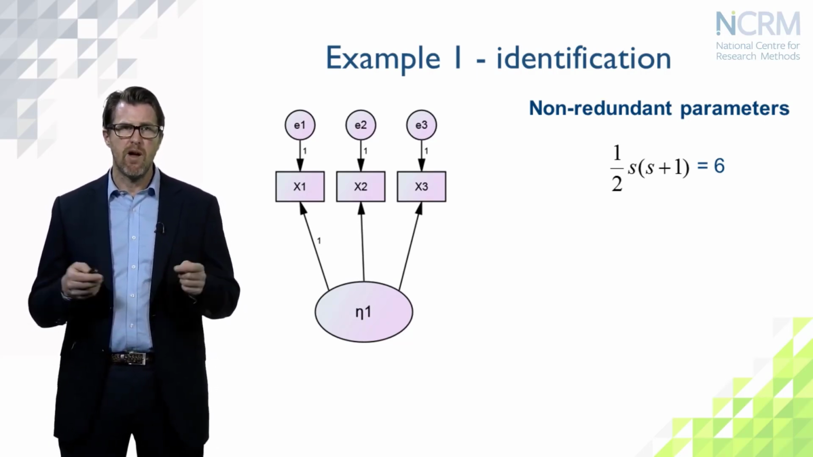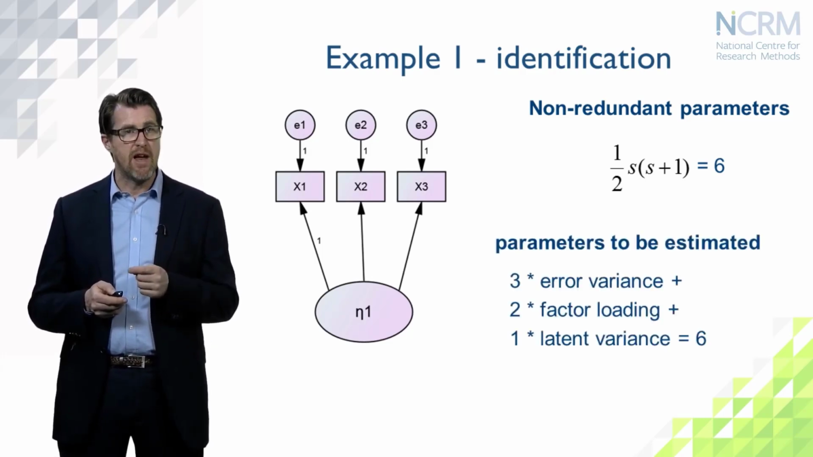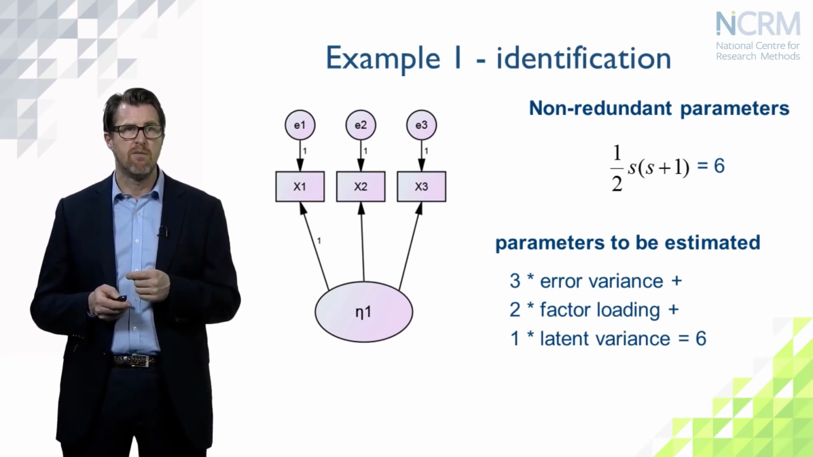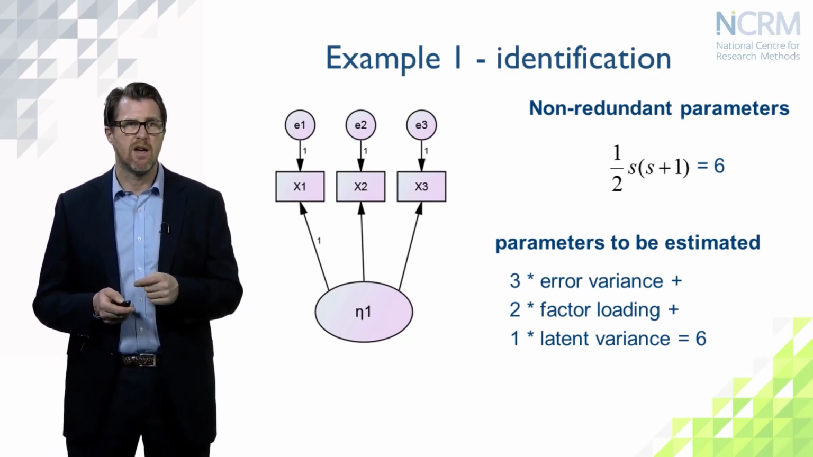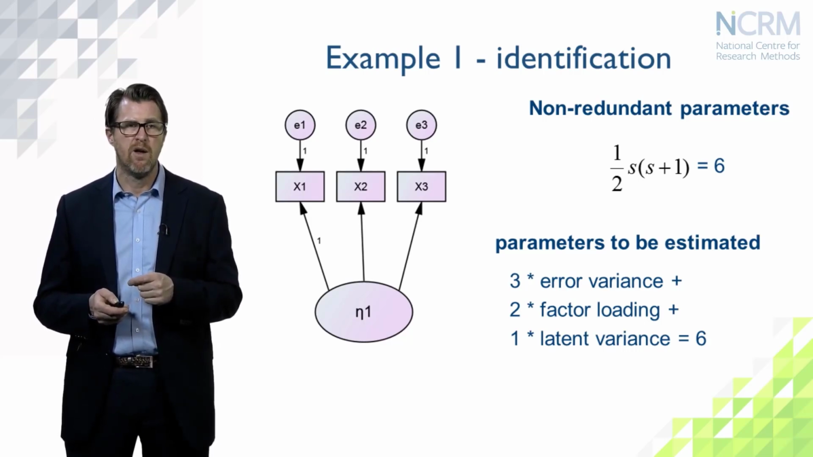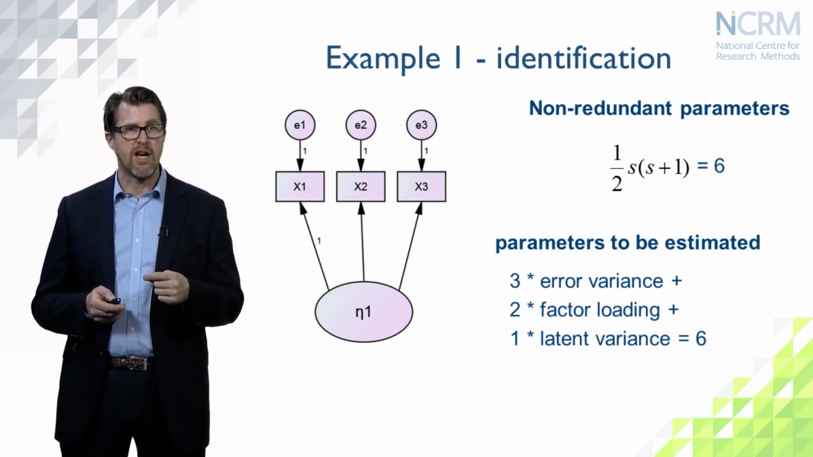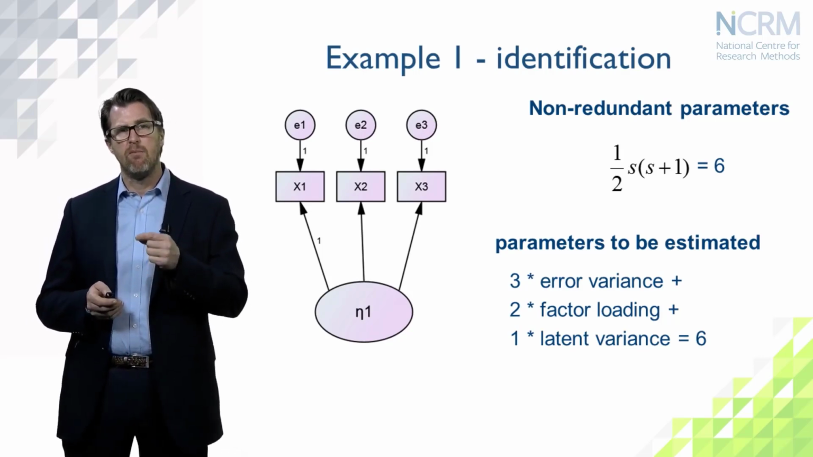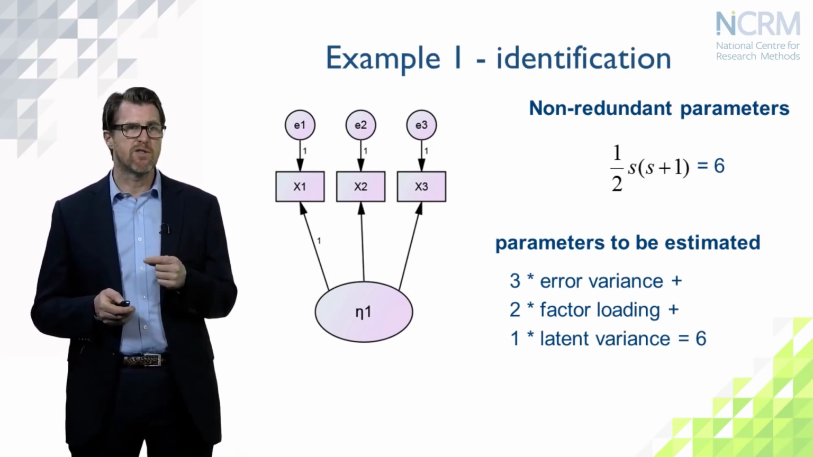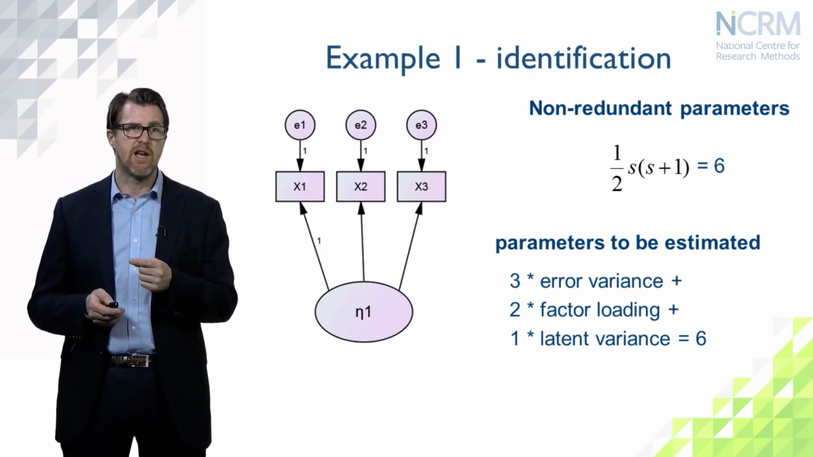Now, how many parameters are we trying to estimate with this model? Well, 3 variances, one for each error term. We've got 2 factor loadings. One of them you'll see there is constrained to 1. So we're fixing that loading, and that is for identification of the model. So we're not estimating that factor loading, but we are estimating the other 2. So we have 2 factor loadings. And then lastly, we have a variance for the latent variable.